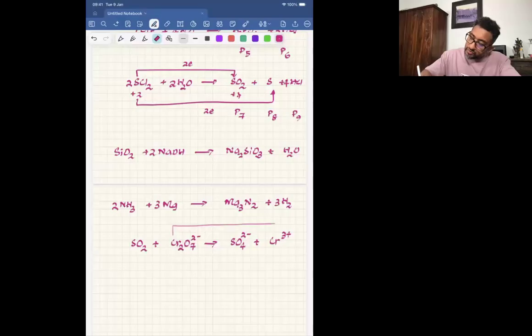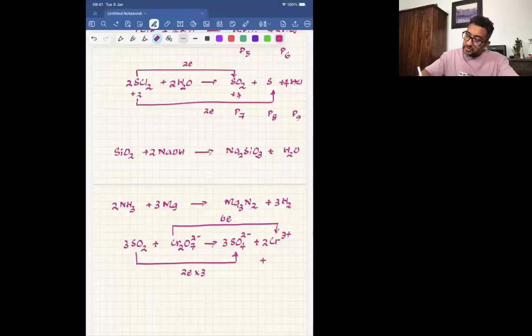Plus 6 to plus 3, 3 electrons, altogether 6 electrons. Here, plus 4 to plus 6, that is 2 electrons. Multiply this by 3. This is 2 chromium, 2 chromium. So need to add how many H pluses? 1 H plus, I think 2 H plus. Yeah, 2 H plus. 2 H plus means 1 water molecule. Let us double check. 3 times 2, 6, 6, 6, 12 plus 1, 13. 3 times 12, 12 plus 1 is 13. So that is your reaction.